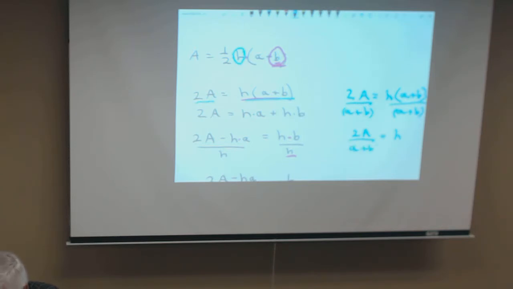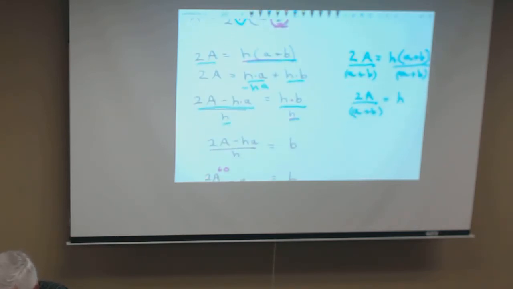But if that makes you nervous because you say, no, I was always taught to get rid of the parentheses, okay, just go ha plus hb, and then subtract ha from both sides. So that comes over here. So now you have 2A minus ha equals hb. And then you divide by h, and you see it's the same place.